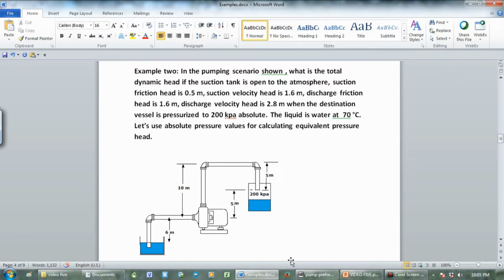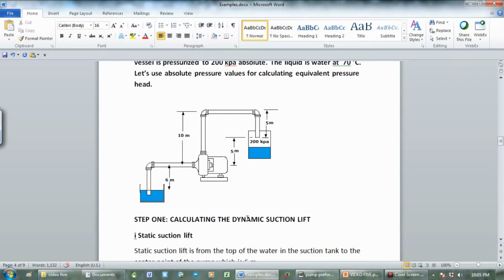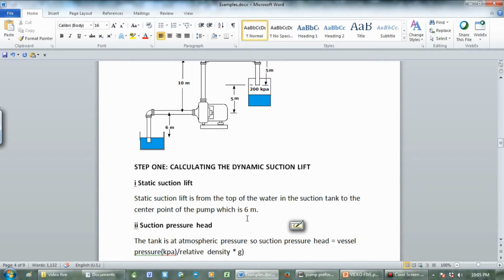So here's our suction lift scenario, and again we're going to divide the problem into 3 steps. First, we're going to find dynamic suction lift. Second, we're going to find dynamic discharge head. And third, we're going to find total dynamic head. So let's have a look at step 1.